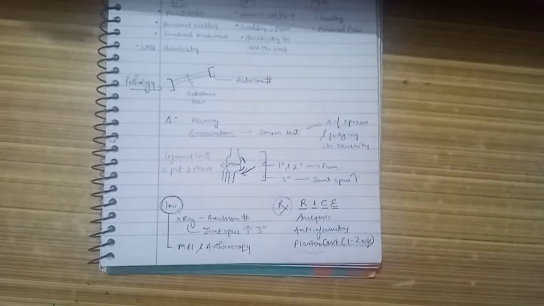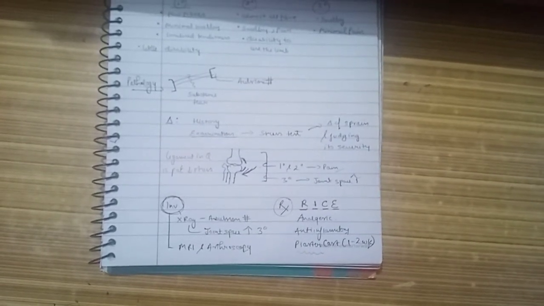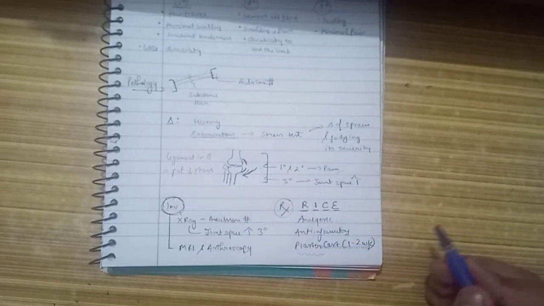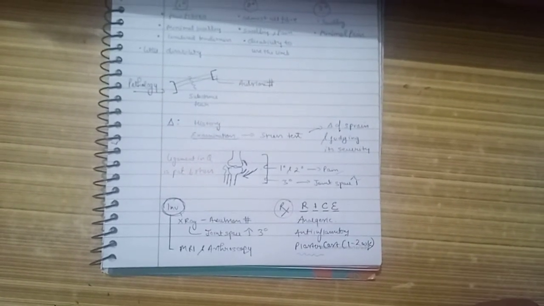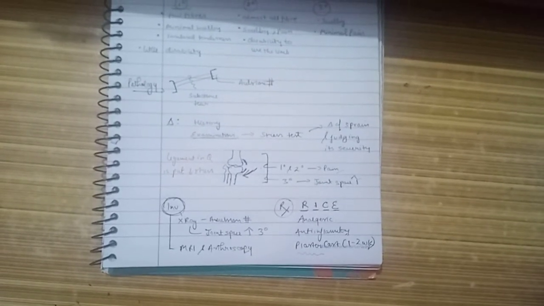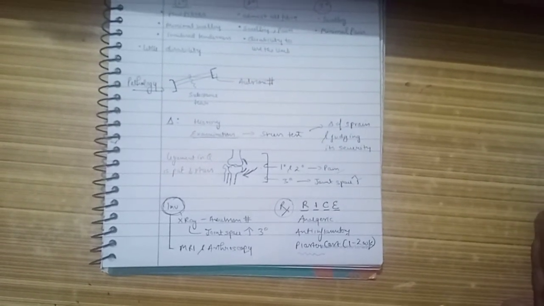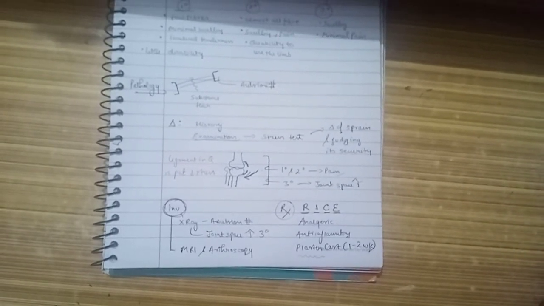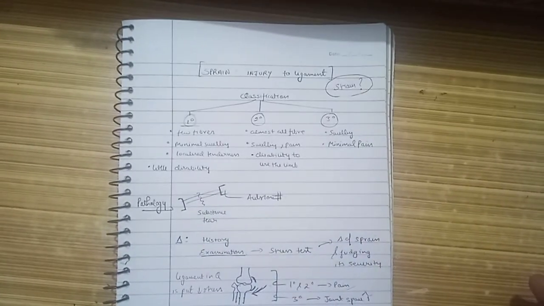Contrary to the earlier belief where the plaster cast was used for around 4 to 6 weeks, now we use it for 1 to 2 weeks, and then we remove the plaster cast and the immobilization. This will help in the healing process of the ligament. Okay, so this is what we needed to know about sprain.